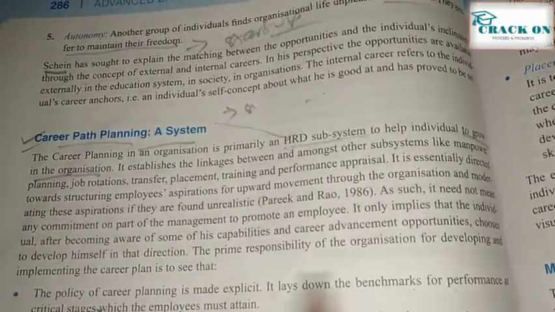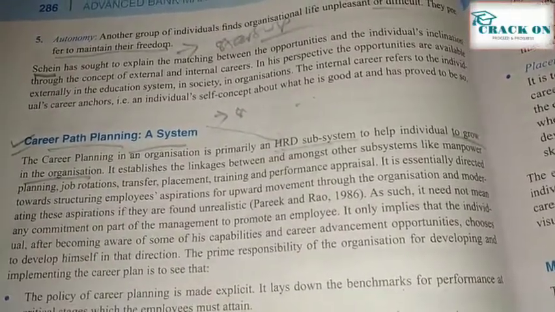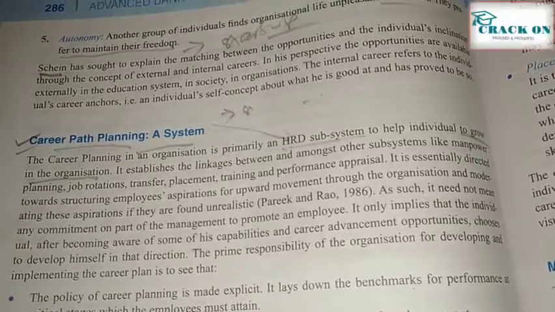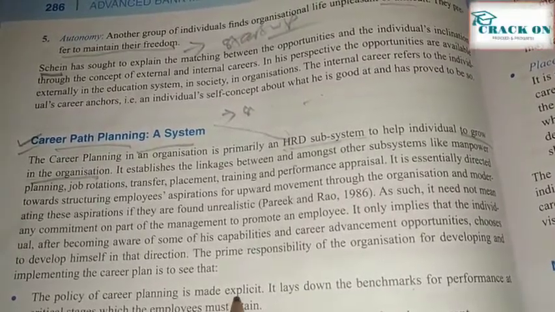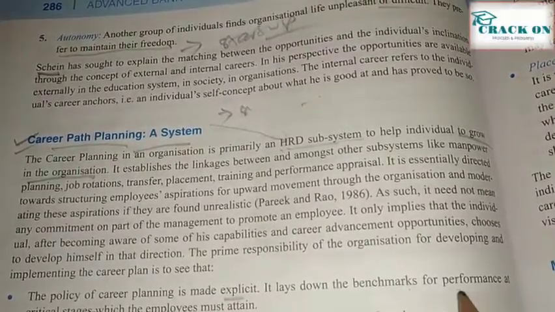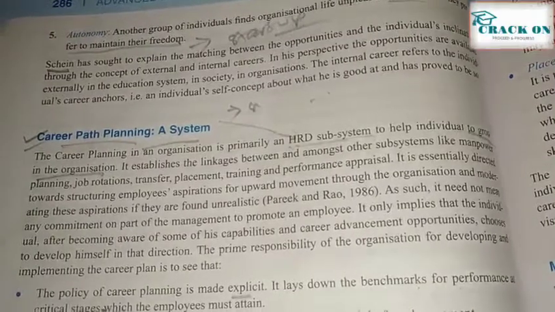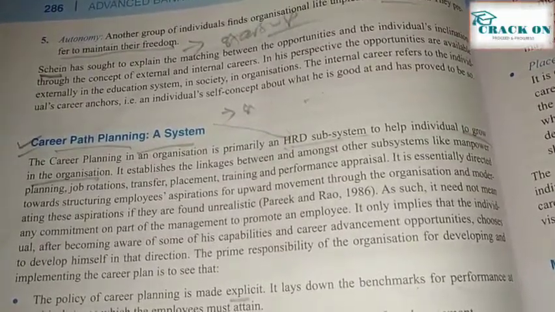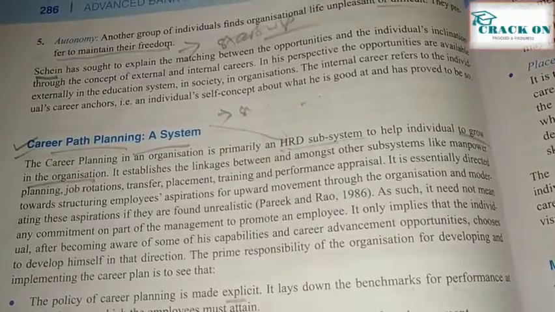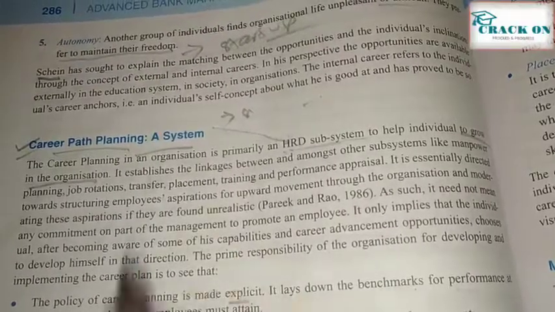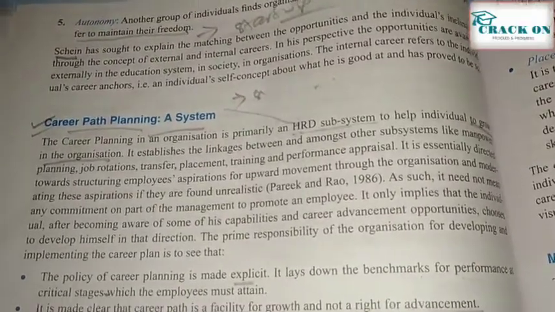Some theoretical things we can iterate. The policy of career planning is made explicit. It lays down the benchmark of performance. So these are some terms. It is made clear that career path is a facility for growth, not a right for advancement. That's for the growth. These are some things.